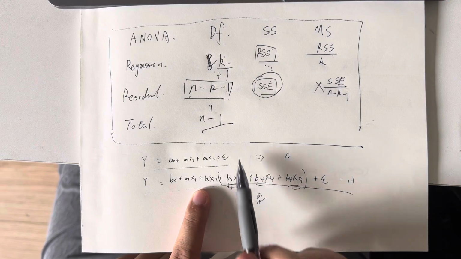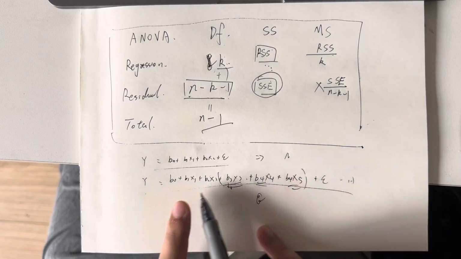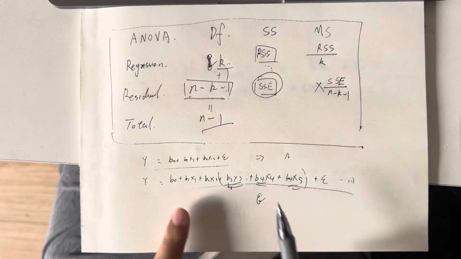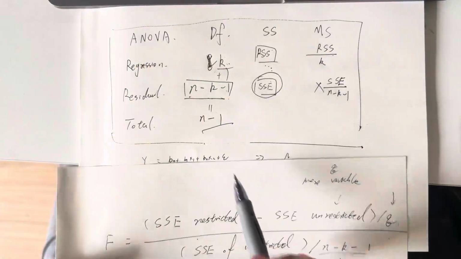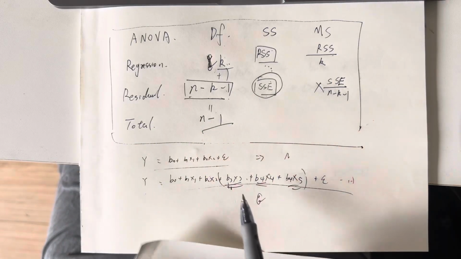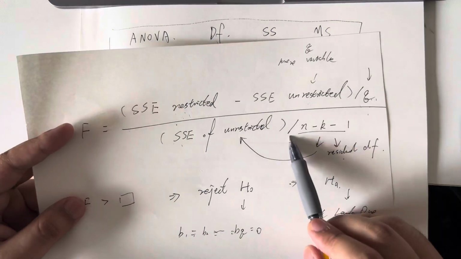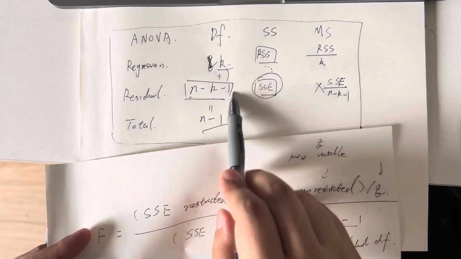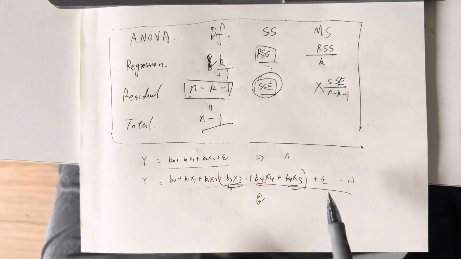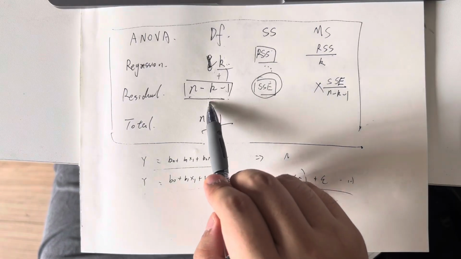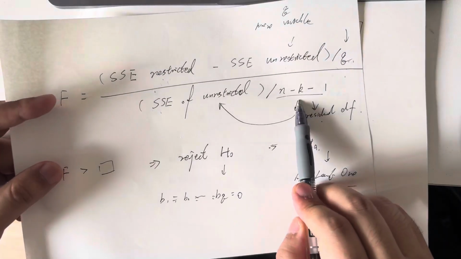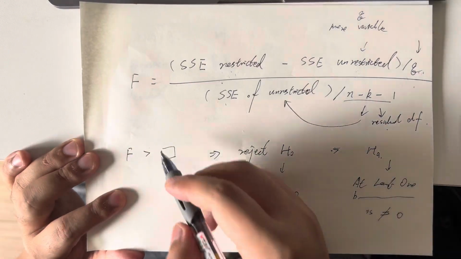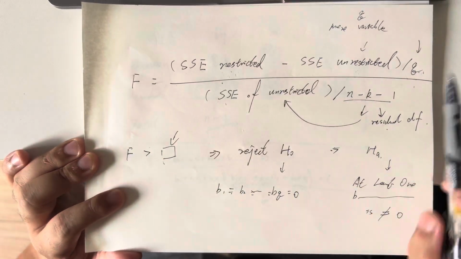Which one is unrestricted? Quick quiz, come on. Unrestricted means that we have more variables. So use the unrestricted model's SSE, and divide by n minus k minus 1, which is the residual degree of freedom here. Find that model's ANOVA table's residual degree of freedom and plug it in. Then you can calculate the F statistic, compare it with some threshold, and decide whether you reject it or not.